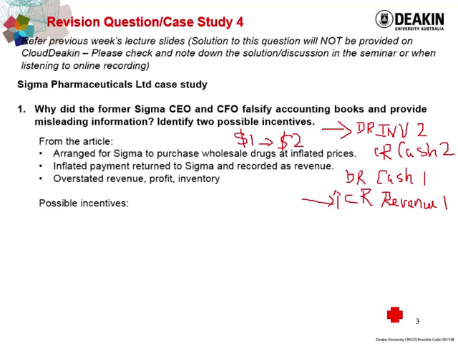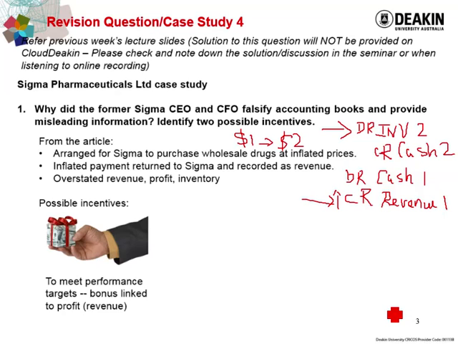In the first question, we need to understand why the former CEO and CFO falsified accounting records. What are their incentives? There are various possible reasons. The first incentive is to meet performance targets. Managers are self-interested parties who try to maximize their income, so they will like to receive more bonus. And quite often, bonus is linked to revenue and profit figure. So they inflated revenue and profit to obtain more bonus.